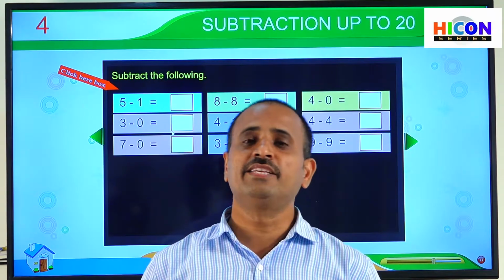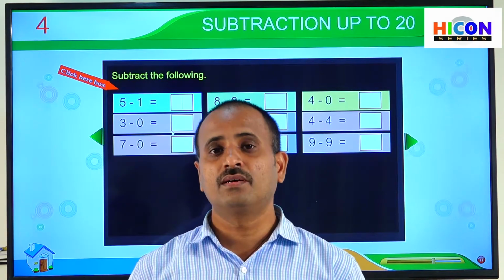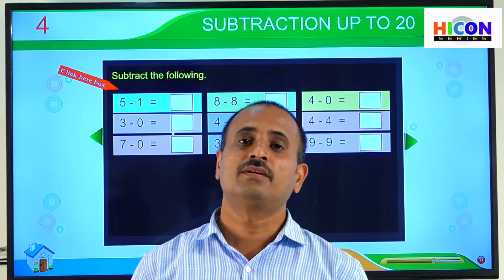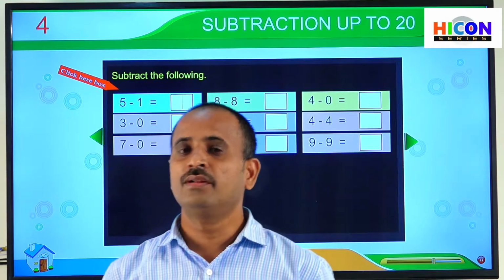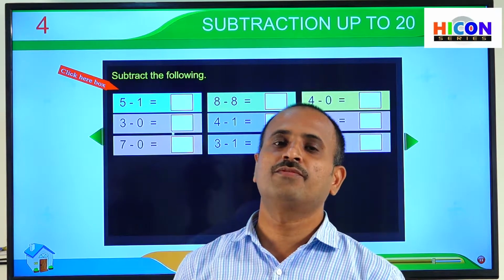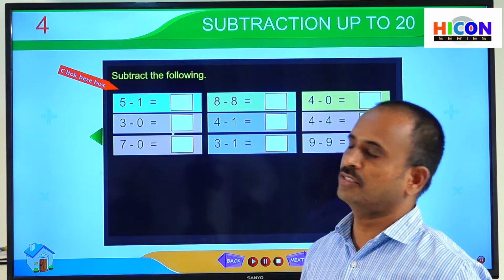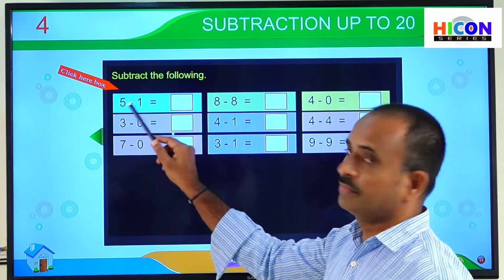Children, let us practice some problems on subtraction facts. We have discussed three types of subtraction facts. Now we will practice problems on subtraction facts, and then we will get a clear understanding about the facts of subtraction. So see the screen, children.